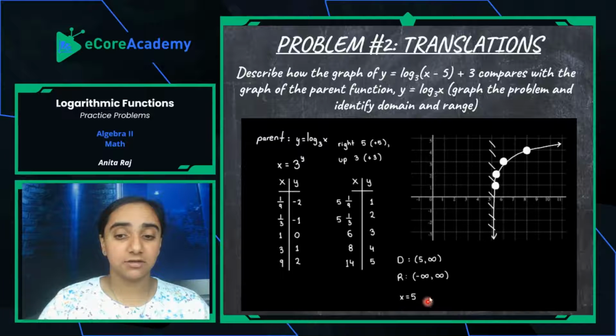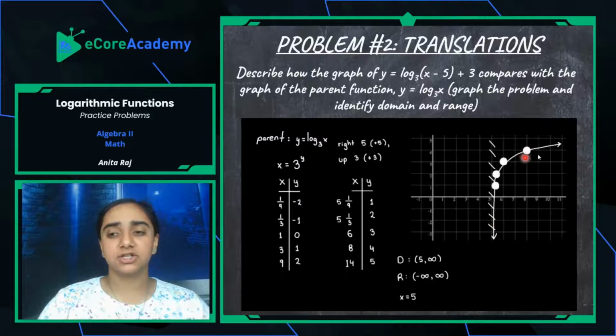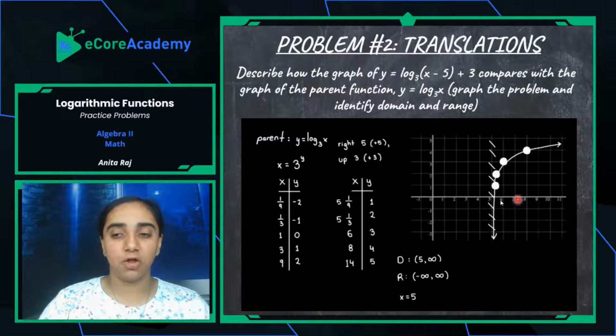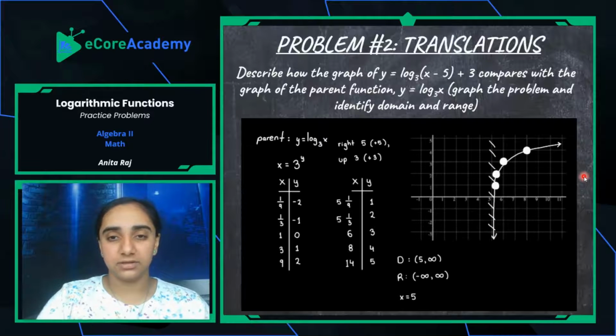So the asymptote's at x equals 5, meaning the domain continues from 5 to infinity, not including 5. That's why we have a parenthesis here. And the range, as you can see, is just infinite, as it's always from negative infinity to positive infinity for all logs. If we look at the graph, this is the curve. I didn't include this 14,5 point because that just doesn't fall on the x-axis. That's just too high. So I just included the first 4 points, plotted them, and then connected them, and you can see that the asymptote is at x equals 5. So that's that problem for us.